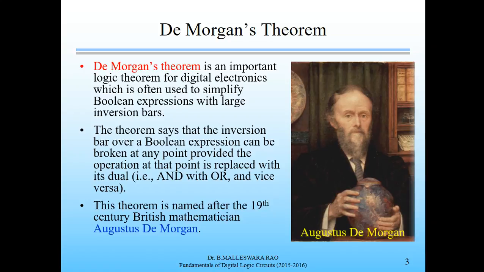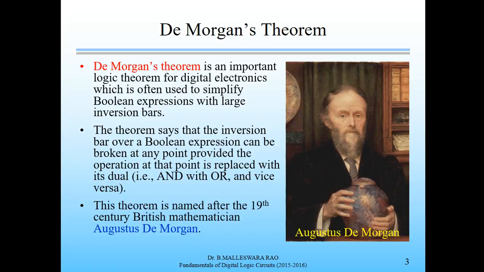DeMorgan's theorem is an important logic theorem for digital electronics, which is often used to simplify Boolean expressions with large inversion bars. The theorem says that the inversion bar of a Boolean expression can be broken at any point, provided the operation at that point is replaced with its dual, that is, logical AND with OR and vice versa. This theorem is named after the 19th century British mathematician Augustus DeMorgan.